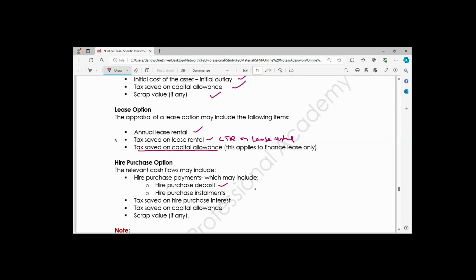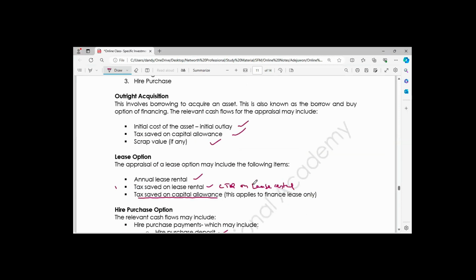Then every year, the hirer is expected to pay to the owner the hire purchase equal installments. Then the third element that we include in the PV of cost when using hire purchase is tax saved on hire purchase interest. For this, we multiply the company tax rate by the hire purchase interest. Then, once you have that done, you must have already computed your tax saved on capital allowance. Then, if there's any scrap value, you also include it. So these are the 5 elements that must be present whenever you want to calculate the PV of cost using the hire purchase option. These are all the variables you must consider.